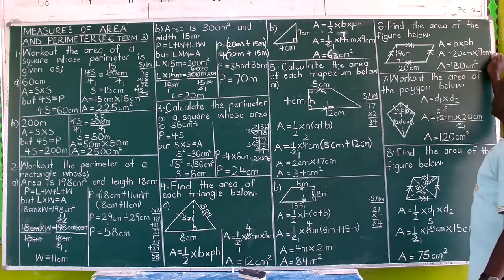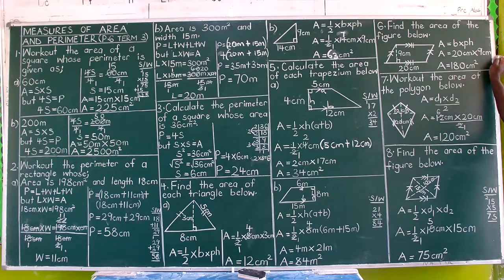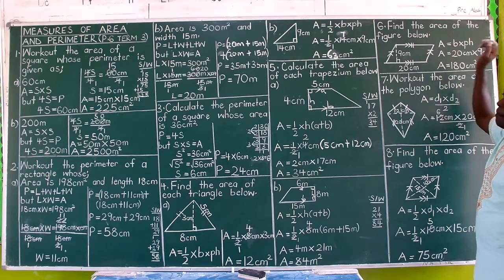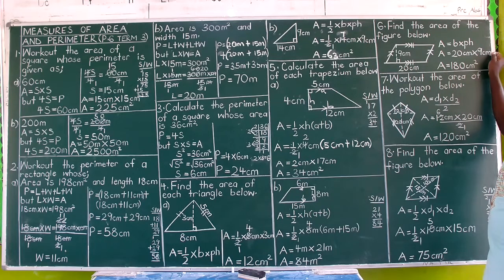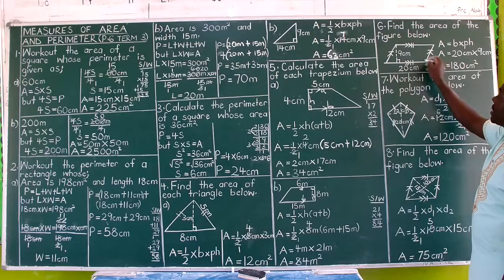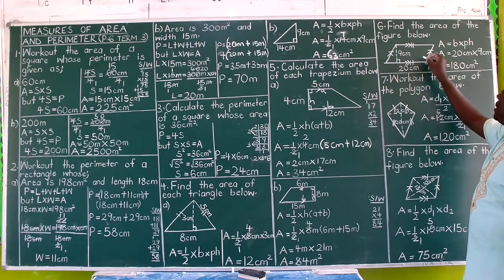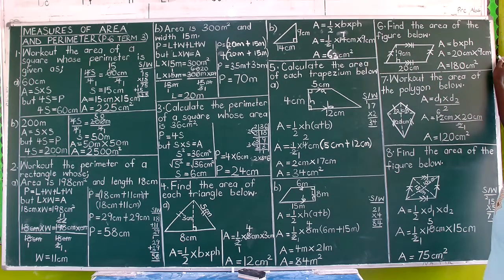As we look at the sixth example, the shape that is here is not a rectangle. It's like a pushed rectangle. Wherever you see a pushed rectangle like this one, you call it a parallelogram. So find the area of the figure below. This time the examiner did not tell us what it is. This is called a parallelogram. Area of a parallelogram equals base times perpendicular height.